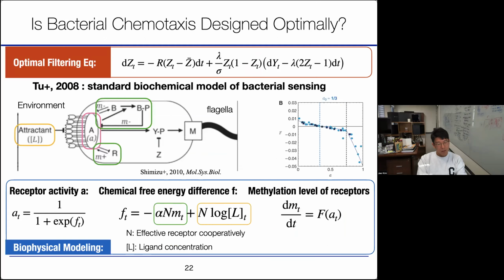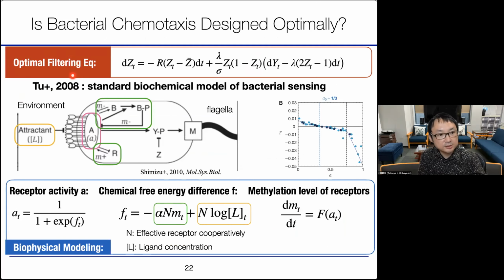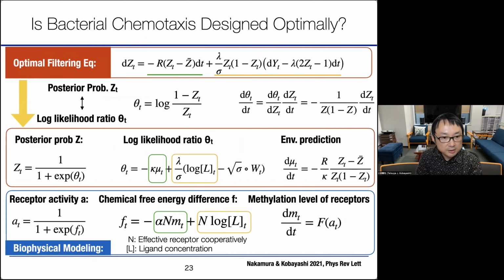Now we have the optimal equation here. So let's compare this equation with the standard biophysical model proposed already. They look different at first glance. But let me introduce a variable transformation. From the posterior probability Z, we convert it to the posterior log likelihood ratio theta. Theta is defined like this by using Z.